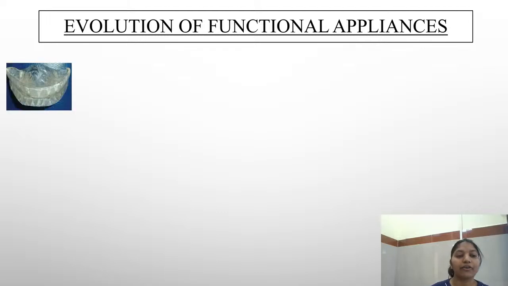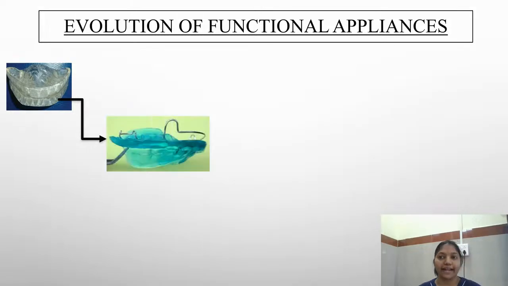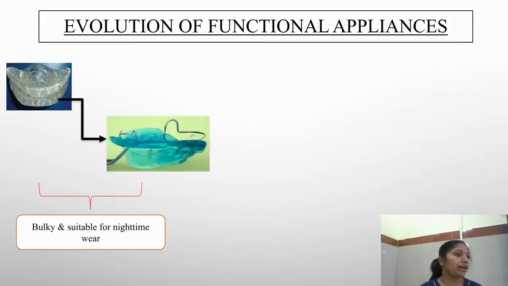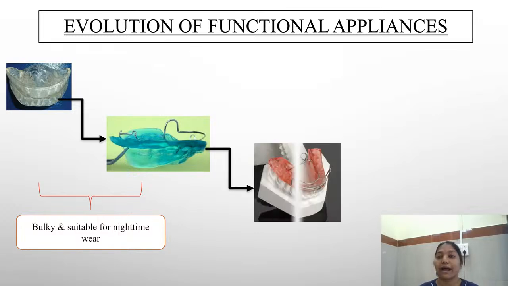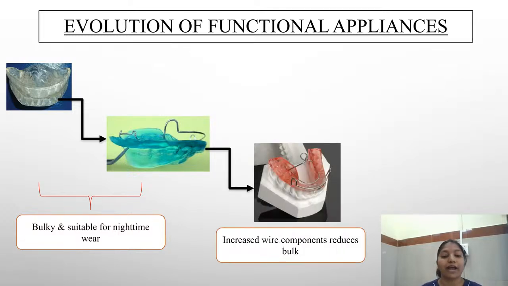Many variations in the design occurred after the development of the monoblock. After that, Anderson developed an appliance called the activator. But the major disadvantage of both these appliances was that they were bulky and not suitable for wear. So further research was carried out, and Balters developed the Bionator appliance, which has more wire components to reduce the bulk. Further research followed with Frankel's investigation of the Frankel appliance.